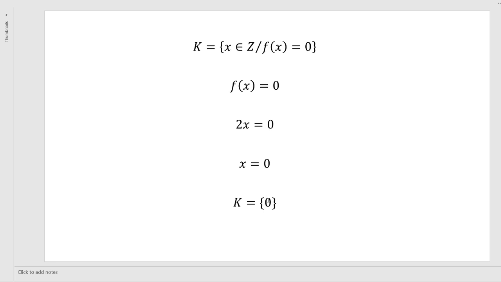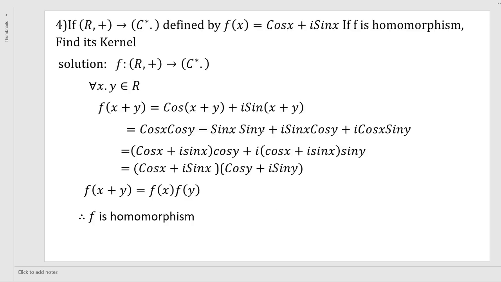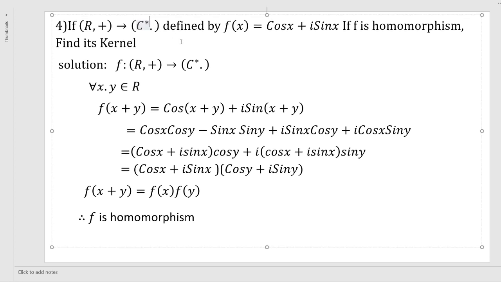This is the kernel of the function. Next, if (R, +) to (C*, ·), this is the function.